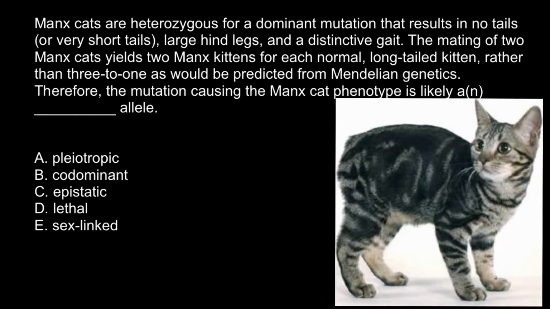Today's problem is: Manx cats are heterozygous for dominant mutations that result in no tails or very short tails, large hind legs, and a distinctive gait. The mating of two Manx cats yields two Manx kittens for each normal long-tailed kitten, a ratio of 2 to 1 rather than 3 to 1 as would be predicted from Mendelian genetics.